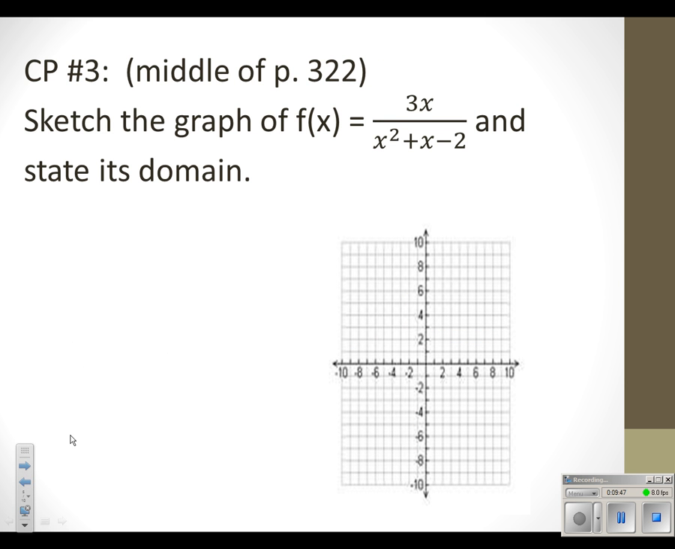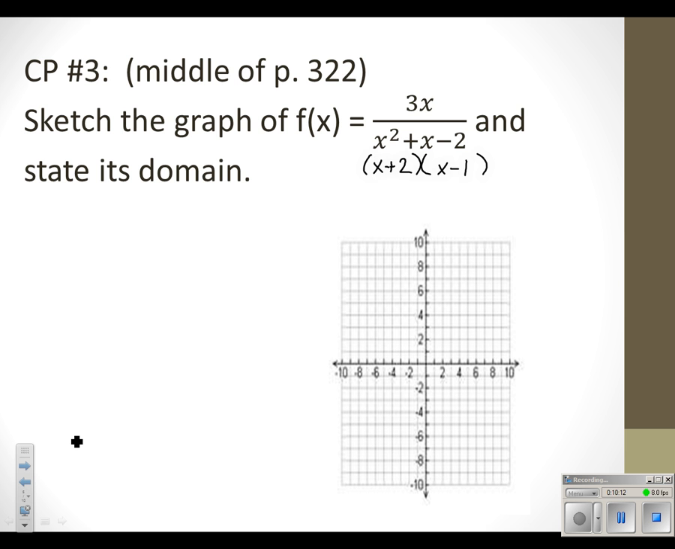Third one. Same thing. We're going to sketch another one. This one, the numerator function is 3x, and the denominator function is x squared plus x minus 2, which factors. Let's go ahead and factor that apart and take a look at it. So we get x plus 2 and x minus 1.